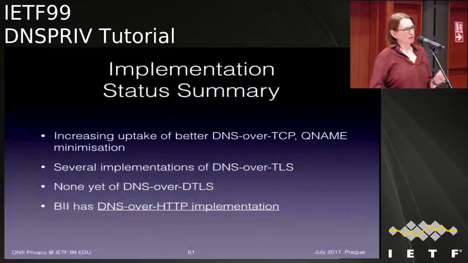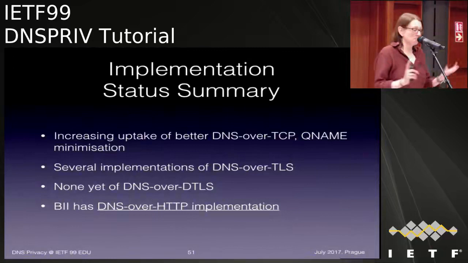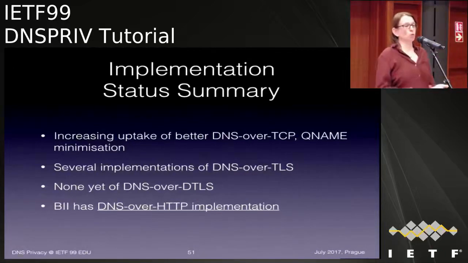So in that picture, the summary of where we are in terms of implementation status is that there's better TCP handling in DNS servers. There's been a very encouraging uptake of QNAME minimization. There are several implementations of DNS over TLS. What we haven't seen yet is any implementations of DNS over HTTPS. I'm not really sure why, but the interest has really been focused on TLS. And as I mentioned, there are implementations out there doing a form of DNS over HTTP.